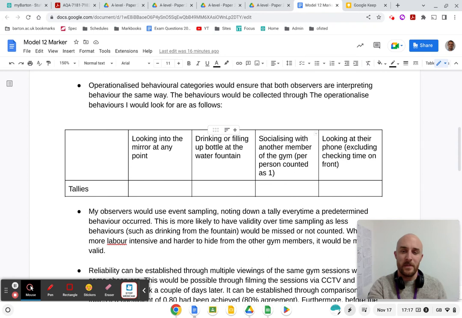It's this one that I think is probably the toughest one, because I might say, if the person I'm observing covertly, if I see them kind of look at a gym member and do that, I might say that that's socializing, but you as the other observer might not. So that's a little bit unoperationalized.